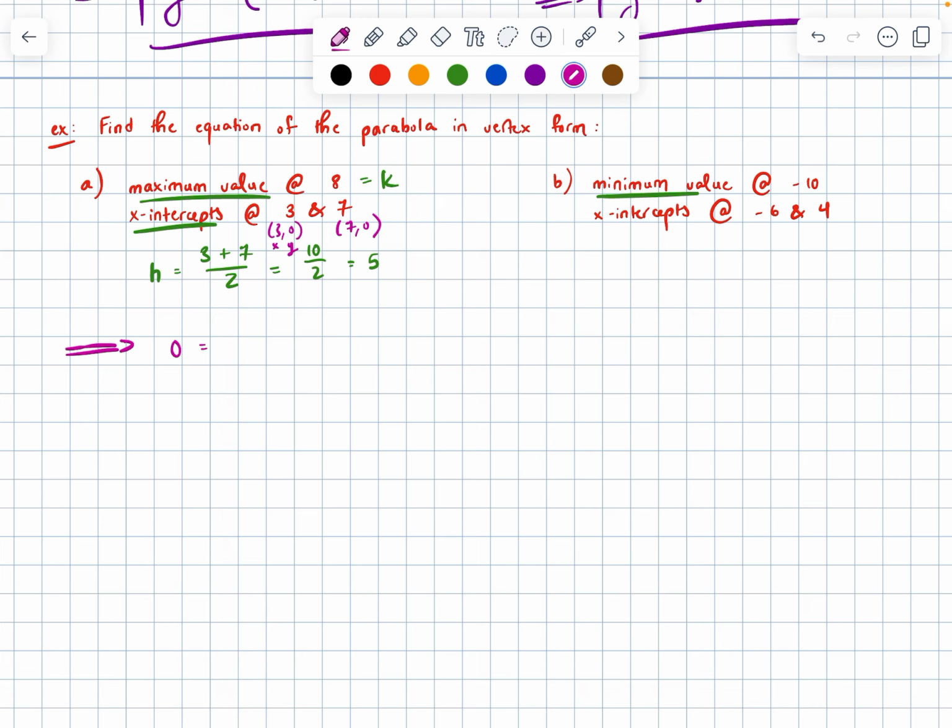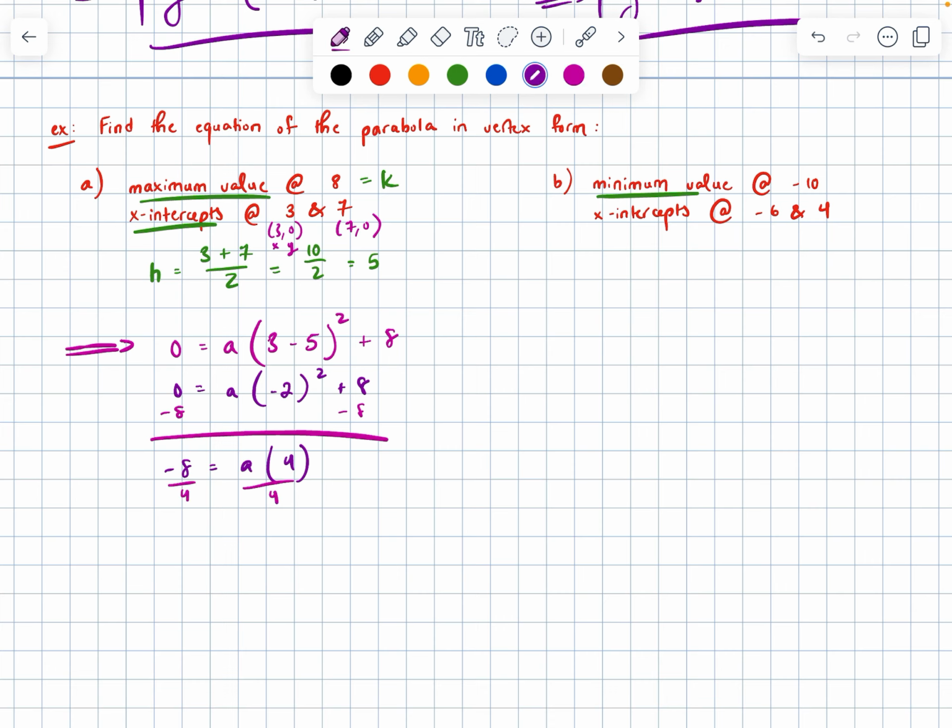So choosing that guy there, I've got 0 is equal to a, the thing I'm trying to solve for, times x, which we found was 3, minus h, which is 5, quantity squared, plus k, which is 8. Simplifying, I've got 0 is equal to a times the quantity 3 minus 5, which is negative 2, squared, plus 8. Let's get a by itself by subtracting 8 from both sides. Negative 8 is equal to a times negative 2 squared. Negative 2 times negative 2 is positive 4. And dividing both sides by 4 to isolate a, we reveal that it's equal to negative 2.